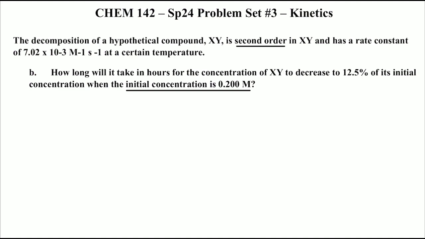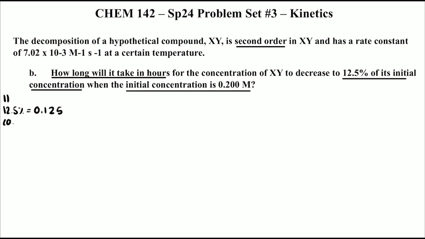And we are asked how long it'll take, in hours, for the concentration of XY to decrease to 12.5% of its initial concentration. So if we turn 12.5% into a decimal, we know that 12.5% is equal to 0.125. Now if we multiply 0.200 molar times 0.125, we know that the concentration we want to get is 0.0250 molar. This is a value that we're going to use to solve our problem.